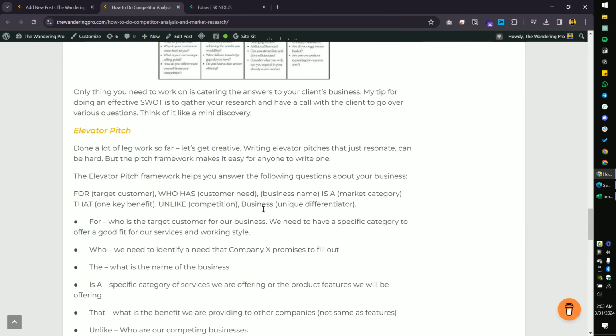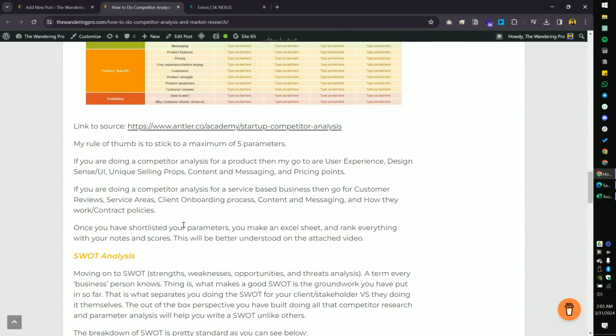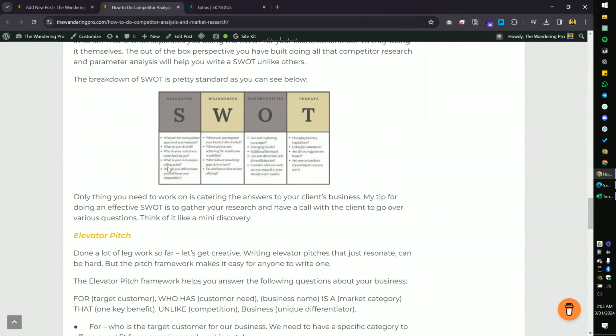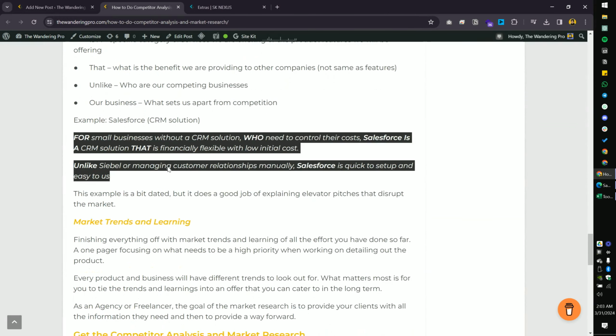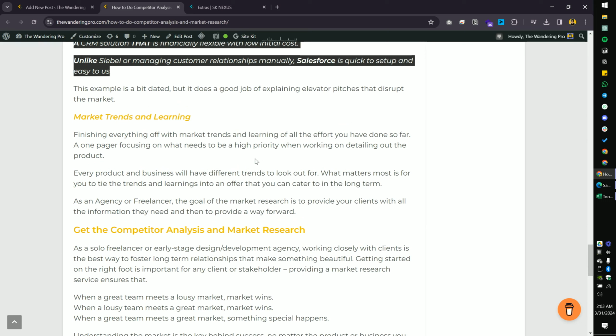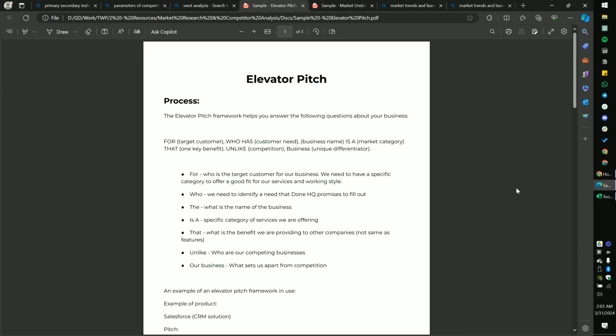So once you've done all this research, all the analysis, all the scoring and benchmarking, the end output, or the thing that ties it all nicely together, is market trends and learning, right? So market trends and learning is a section. You can do it as a one-pager. You can do it as a summary. You can do it as a screenshot. My favorite way of doing it is like this.